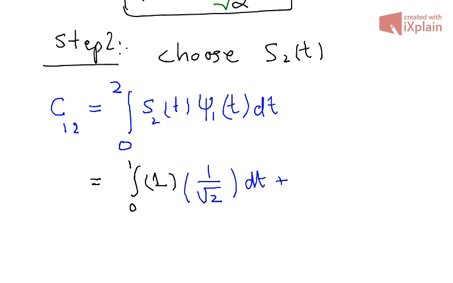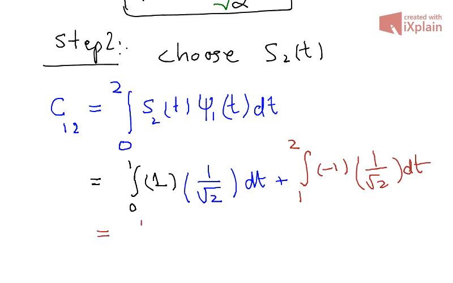And if you observe from 1 to 2, the signal S2 of t is -1, and psi 1 of t is 1 over under root 2 dt, right? This is our psi 2 of t in this 1 to 2. Now if you solve it, what actually do you get?